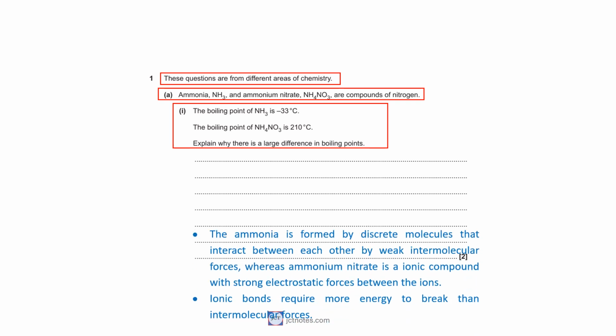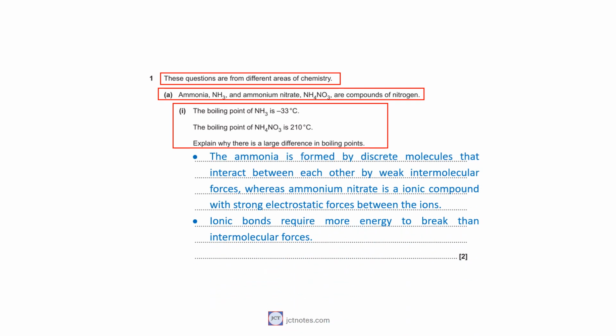The ammonia is formed by discrete molecules that interact between each other by weak intermolecular forces, whereas ammonium nitrate is an ionic compound with strong electrostatic forces between the ions. Ionic bonds require more energy to break than intermolecular forces.